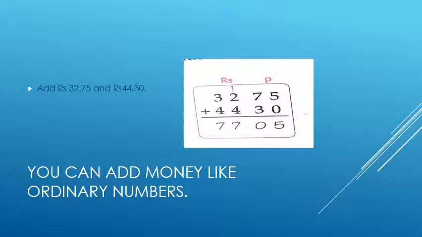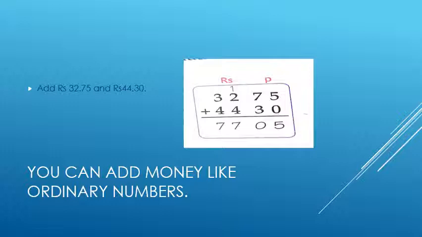Look at the example here. Add rupees 32.75 and rupees 44.30. Children, you can add this in two ways. The first method is to write the rupees and paise in separate columns. Then add the paise and then the rupees.